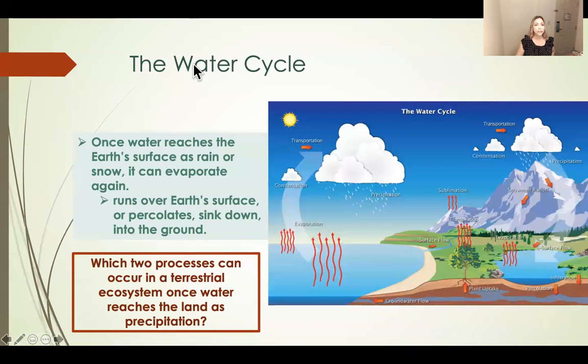I'm going to write this down for you here. I think I have enough room down here. So I wrote processes that can occur after precipitation hits the surface. So I'm going to write 1 here.